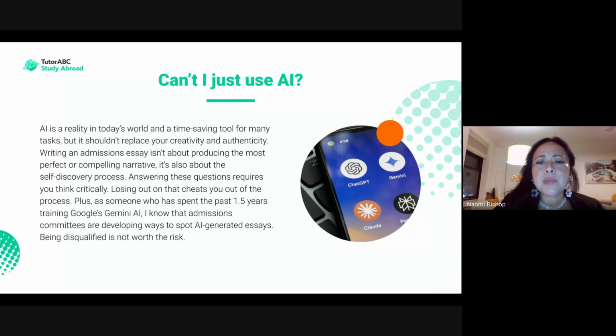It's really not just about producing the most perfect or compelling narrative, but also about the self-discovery process, because so much of it requires you to think critically. Like you saw how that Teachers College student thought very critically about what they wanted to do. They did an inner excavation. It wasn't something that AI could do for them, right? They really thought about what they wanted to do and why. And losing out on that cheats you out of the process.